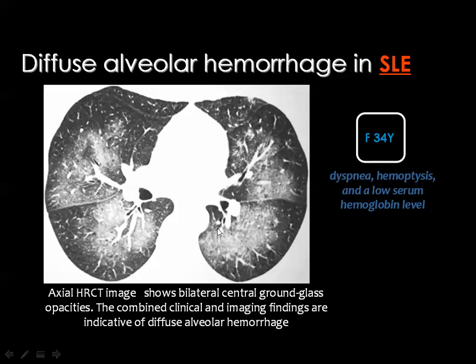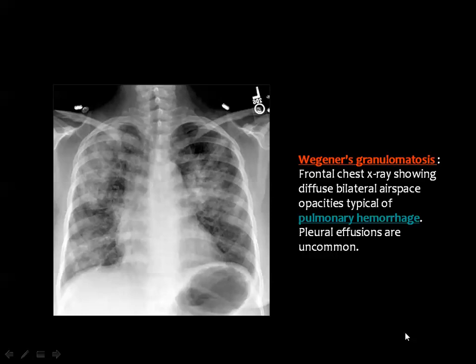The opacities spare the periphery of the lung. In the clinical setting, the diagnosis is suggestive of pulmonary hemorrhage. This patient with Wegener granulomatosis showed bilateral patchy alveolar opacities.